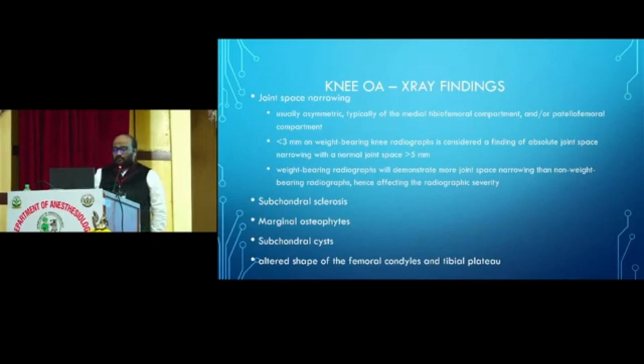So coming to the most common knee pathology which we see in our practice, osteoarthritis knee, I will not go into too much detail, and will directly jump to the X-ray findings. The hallmark is a joint space narrowing, usually asymmetric, but could be more predominant in the medial component. Less than 3 mm narrowing on weight-bearing knee radiographs is considered a finding of absolute joint space narrowing, with a normal joint space generally more than 5 mm. Weight-bearing radiographs will demonstrate more joint space narrowing than non-weight-bearing, that is obvious. The other X-ray findings are subchondral sclerosis, marginal osteophytes, subchondral cysts, and altered shape of femoral condyles and tibial plateau.